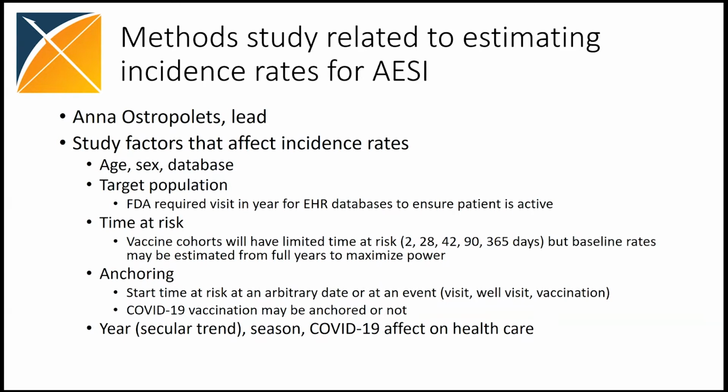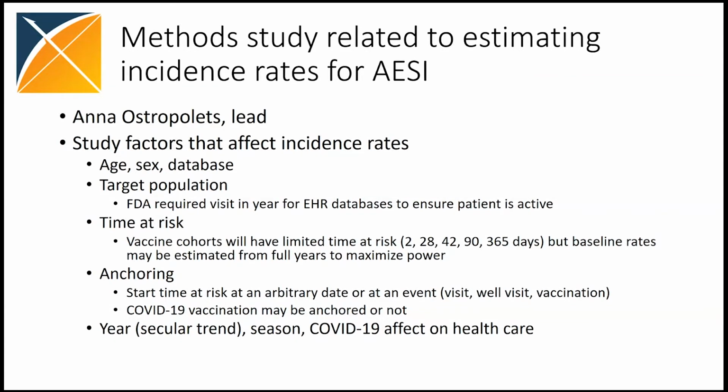And the question is, when we ensure that there's a visit that year, that changes the average severity of illness for patients in the cohort. So what effect does that have on the incidence rate estimation? Another factor is time at risk. If I look at the vaccines, for something like anaphylaxis, I only want anaphylaxis for that day and the day after. That's a 2-day time period.